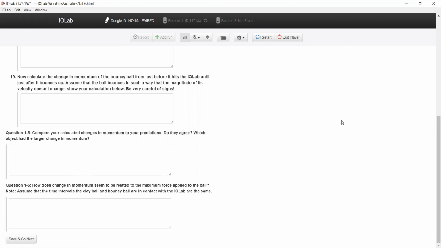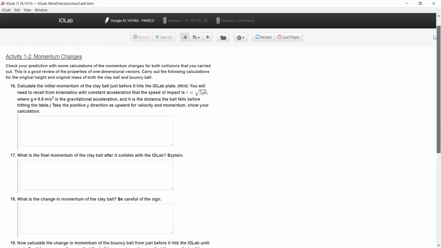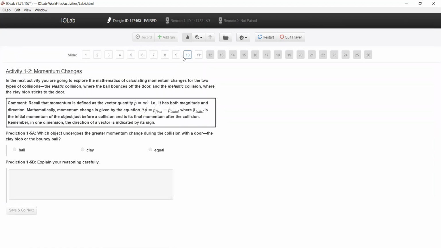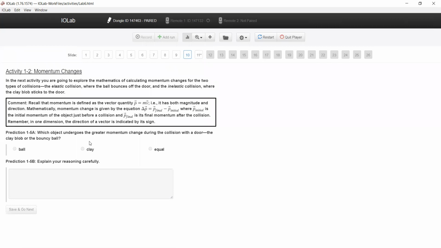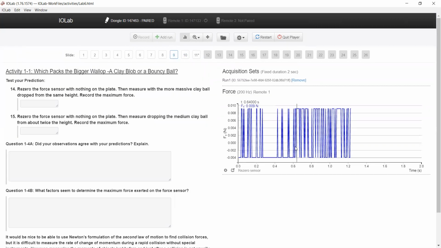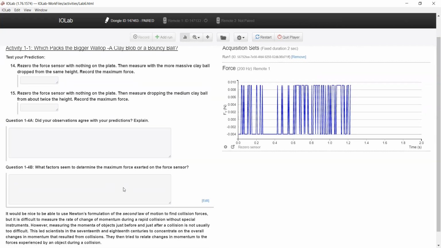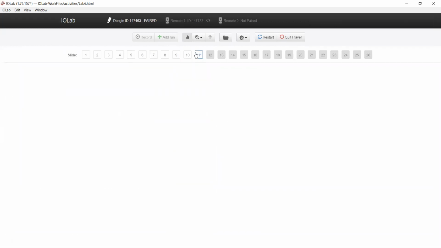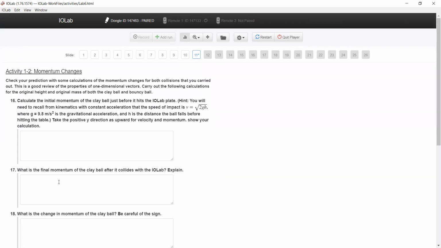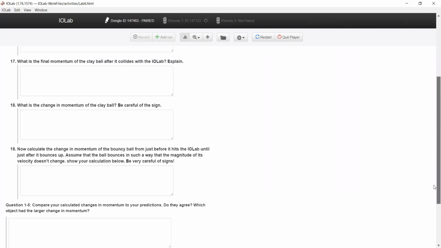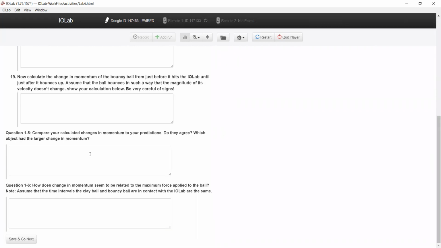So go ahead and write your answers, and see if I need to remind you of something. Which objects undergo momentum change? You can find the last one, this one. Don't worry about that graph. This one: mass and velocity. Mass and velocity seem to be the factors that determine the maximum force exerted. We are on this slide. After that, you may write your answers and click on save and go next. Don't forget to write the answers.